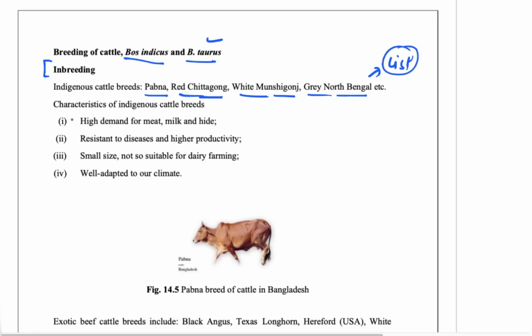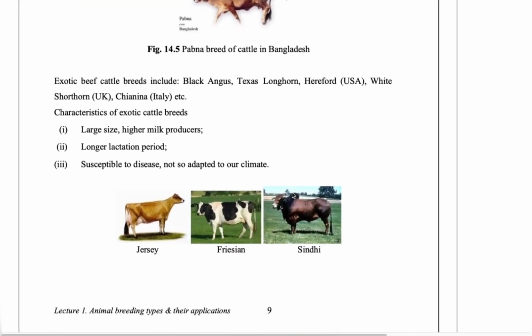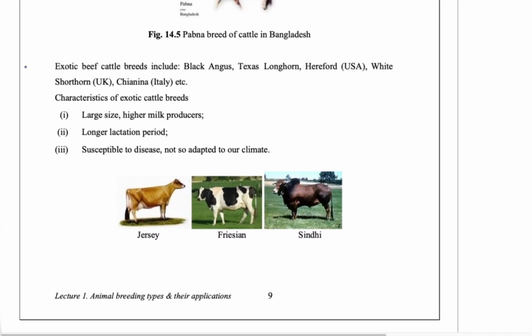First of all, they have high demand for meat, milk and hide. Then they are resistant to disease and higher productivity is there. They are small in size and not so suitable for dairy farming, but for milk and other things they are, and they are well adapted to our climate as well because they are indigenous, right? So this is a picture of the Pabna breed of cattle in Bangladesh. Then there are exotic beef cattle breeds, which include black Angus, Texas Longhorn, Hereford, which is common in the USA. There is white Shorthorn in the UK, and many more.